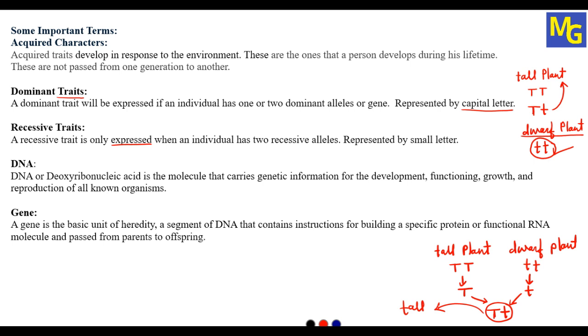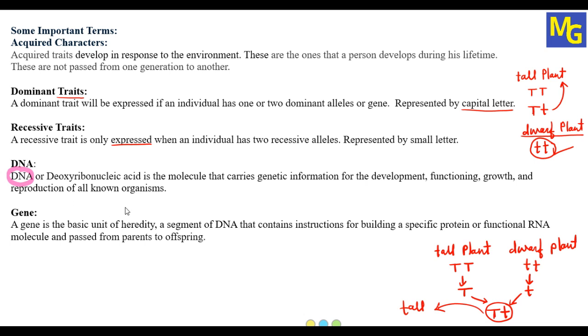Now we'll move to the next. The next is DNA. What is DNA? Deoxyribonucleic acid is the molecule that carries genetic information for the development, functioning, growth, and reproduction of all known organisms. So it is one molecule which carries genetic information from one generation to the next generation. The information means it will have information related to development, functioning, growth, and also reproduction. So DNA is responsible for carrying the information from parents to their offspring.